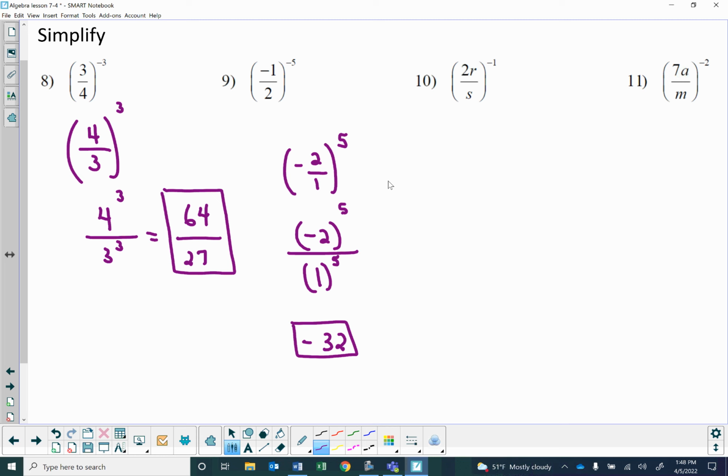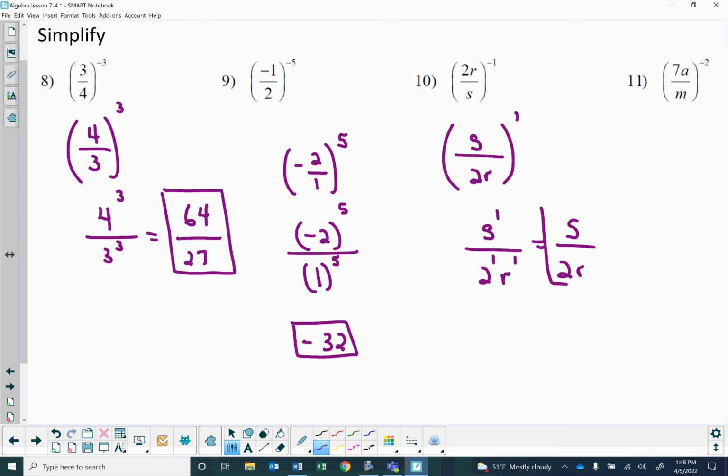Number 10, 2r divided by s all to the negative first power. So that's going to be s divided by 2r, and we're going to take that to the first power. So that becomes s to the first over 2 to the first r to the first. So that just becomes s over 2r. Make sure your s's do not look like 5's. It's a little easier said than done, especially for me.